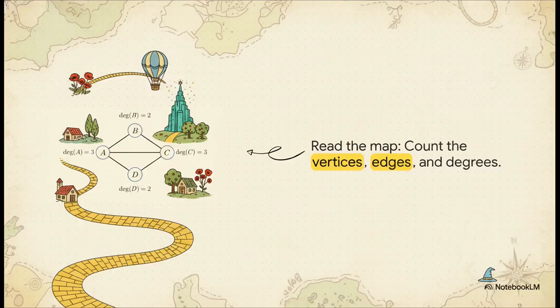Now look at vertex B up at the top. It only connects to A and C, so its degree is 2. C has 3 edges touching it, so its degree is 3. And D at the bottom has 2 edges, so its degree is 2. See, you're reading the map.